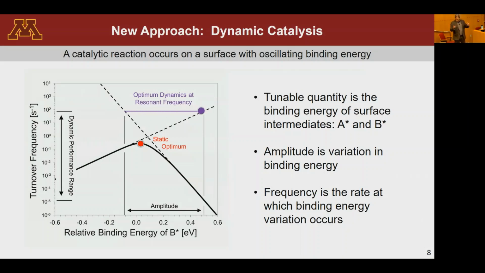I'll show you, we can actually screen all the different conditions. But we could think of some descriptor. In this case, I'm using the binding energy of B star here as one state here and one state there.